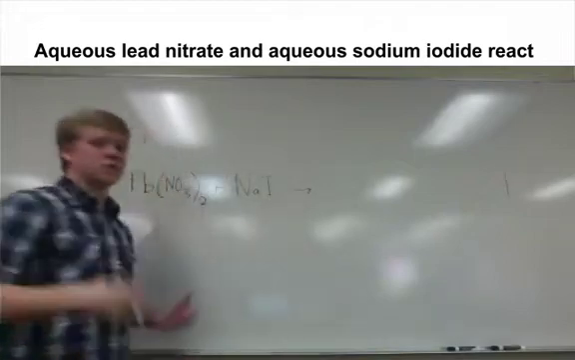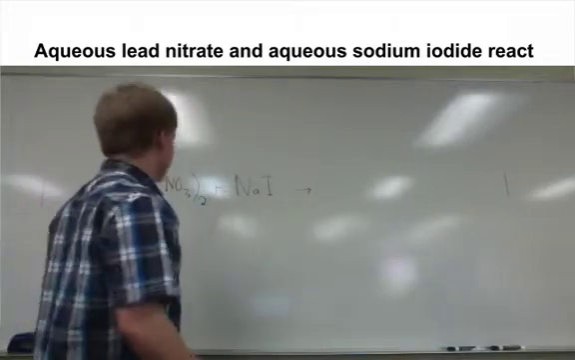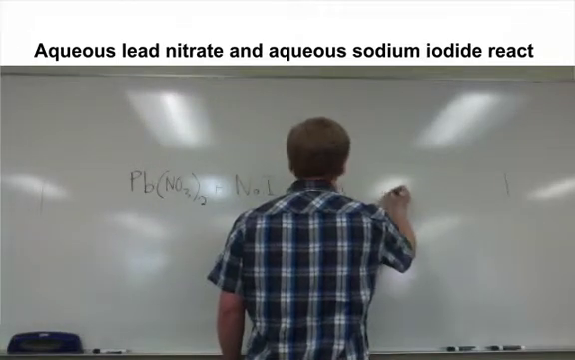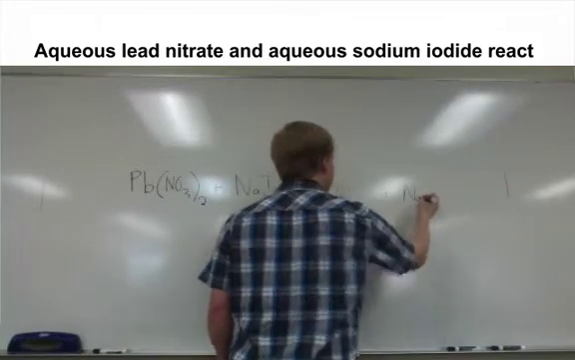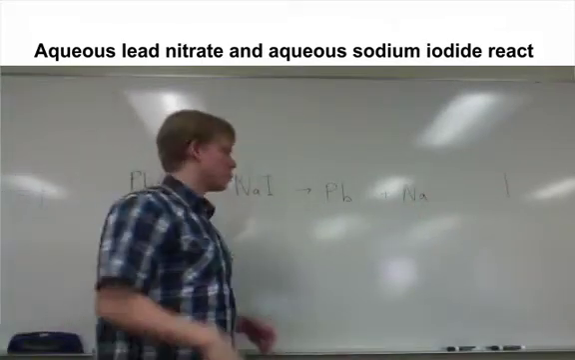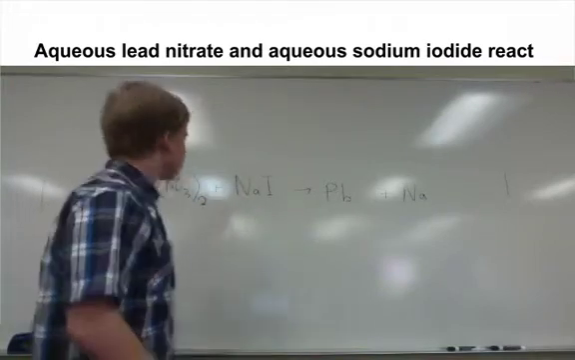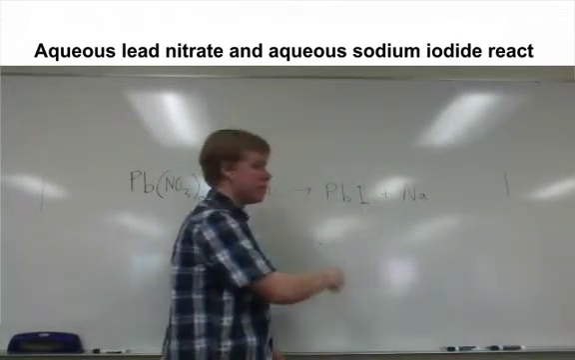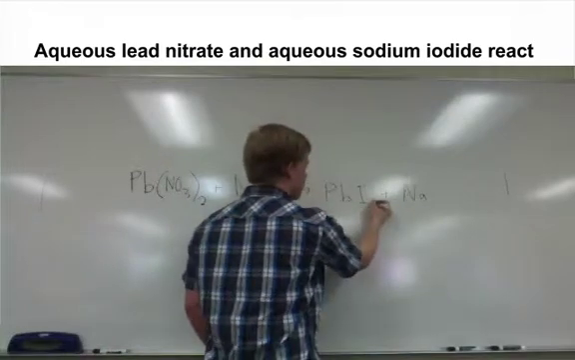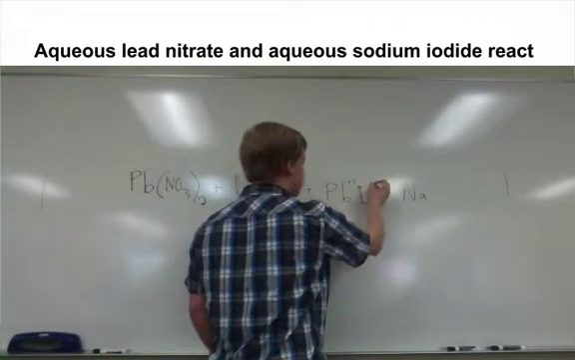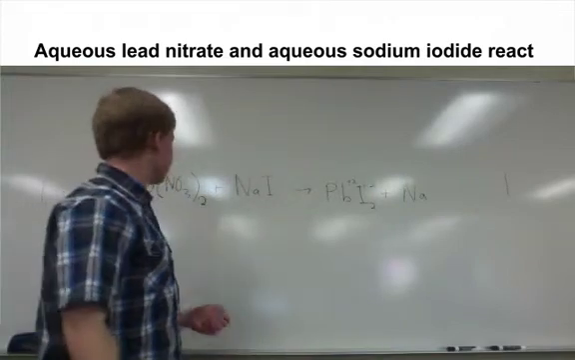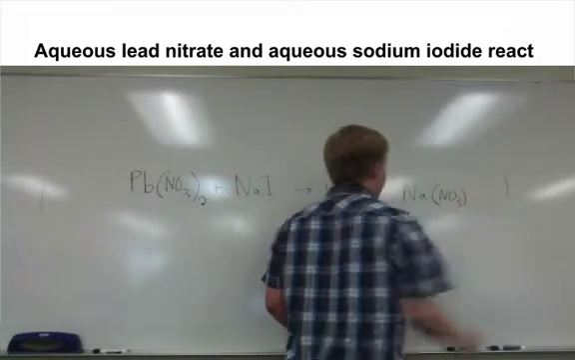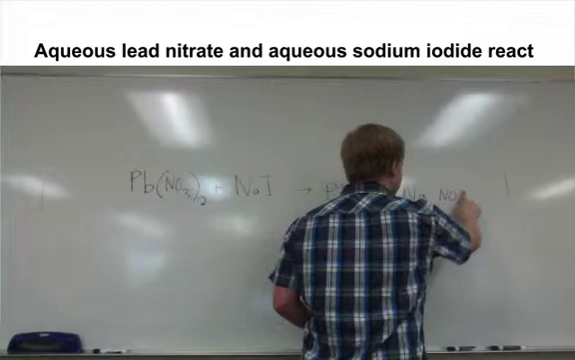Now, let's use what we just learned and keep the cations in the same spot. So lead plus sodium. Now, we simply just switch the anions. So now we have iodine with lead, and we have 2 of those because this is +2 and this is -1. And now we have nitrate with sodium. And we only need 1 of those, so let's get rid of those. We only need 1.